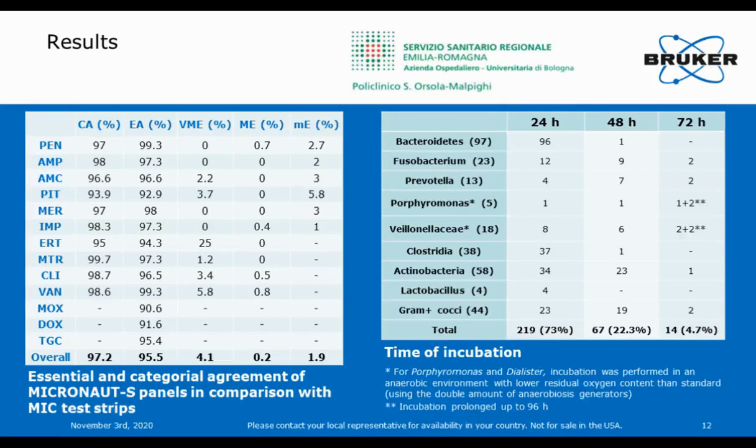Overall, around 75% of all strains grew after 24 hours, while the more slow-growing species required 48 or 72 hours of incubation. In addition, for the most oxygen-sensitive species, such as Porphyromonas and Dialister, incubation was performed in an environment with a lower residual oxygen content than standard, obtained using a double amount of anaerobiosis generator. For 4 of these isolates, it was possible to observe growth only after 5 days of incubation.